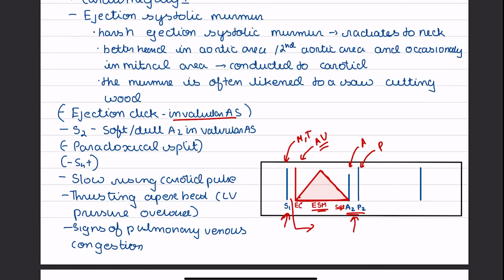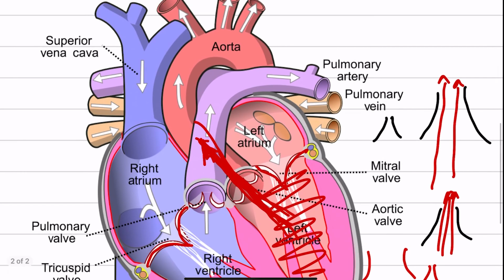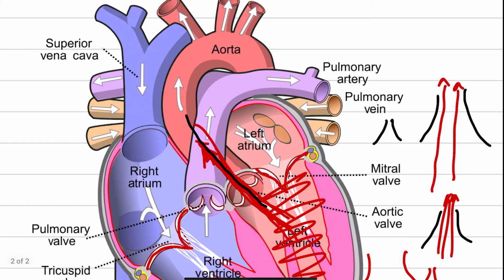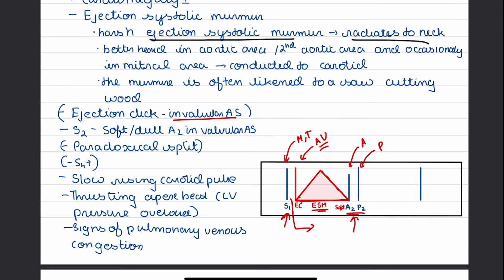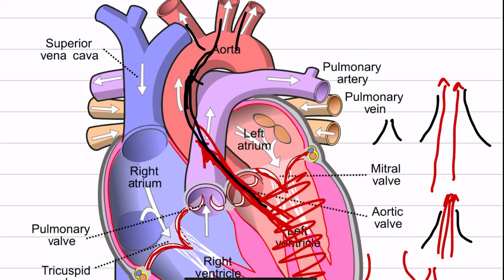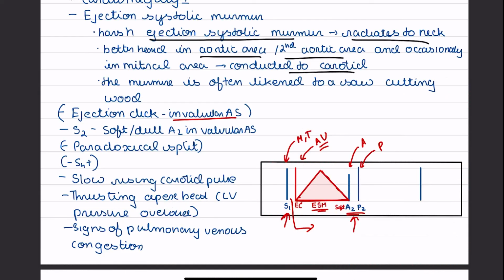It's a harsh ejection systolic murmur that radiates to the neck. Why does it radiate to the neck? Because the blood goes upwards to the aorta and through the carotids. So that's why it radiates upwards to the neck. And it is better heard in the aortic area, the second right intercostal space, because that's where the aorta is situated. It is conducted to the carotids because, as I said, of the blood flow through them, and the closest blood vessels are the carotids.